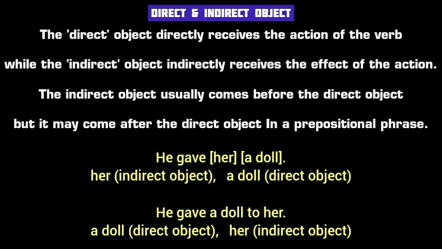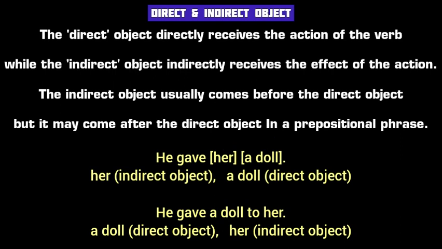So the indirect object does not come alone, it always comes with the direct object. Generally, the indirect object is placed before the direct object in the sentence. However, the indirect object may also come after the direct object in a prepositional phrase of to or for. In the given example, her is the indirect object and a doll is the direct object.